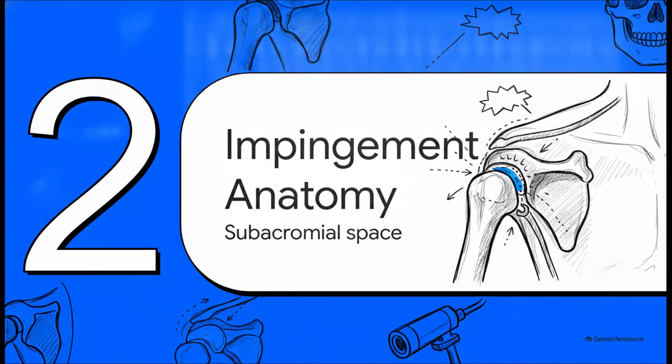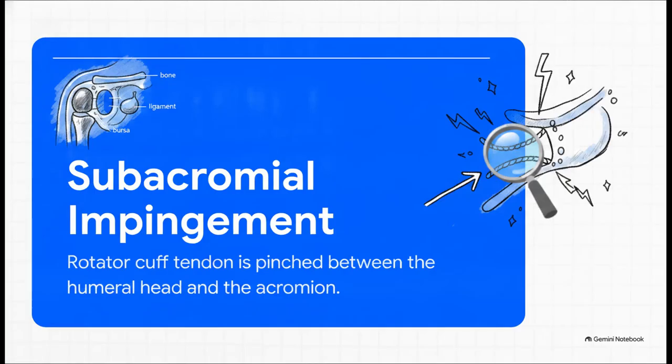Section 2, Impingement Anatomy. Before we can accurately code this, we really need to visit the scene of the crime to understand the physical reality of the shoulder itself. Let's mentally picture a sleek 3D model of a shoulder joint. I want you to think of the subacromial space like a very narrow tunnel. The roof of this tunnel is made of bone, the acromion, along with a tight band called the coracoacromial ligament. The floor of the tunnel is the humeral head.